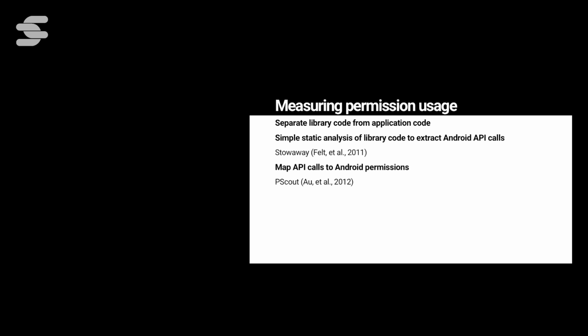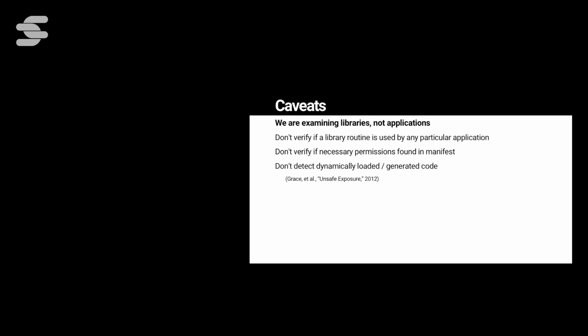So you separate the libraries out. People have done various work to map Android calls to the permissions necessary. So it's more or less just grep. We're looking to find which API calls are being made by the libraries as distinct from the apps that host them. What do we find?